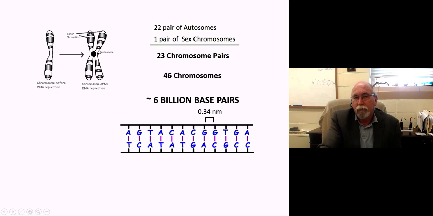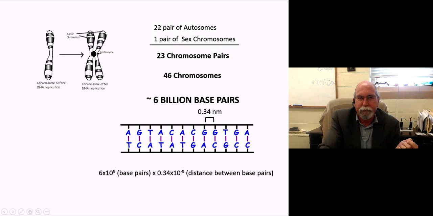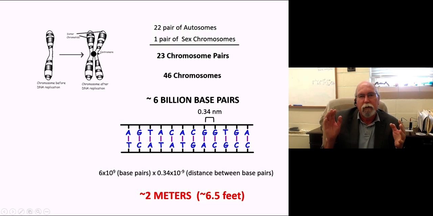Now, if we go back to our Watson-Crick model, we think about about 0.34 nanometers per base pair, the distance between those. If we do just a very simple bit of multiplication, take the number of bases that we have times the distance, we're looking at something about 2 meters, about 6.5 feet of DNA in every cell in your body, right?